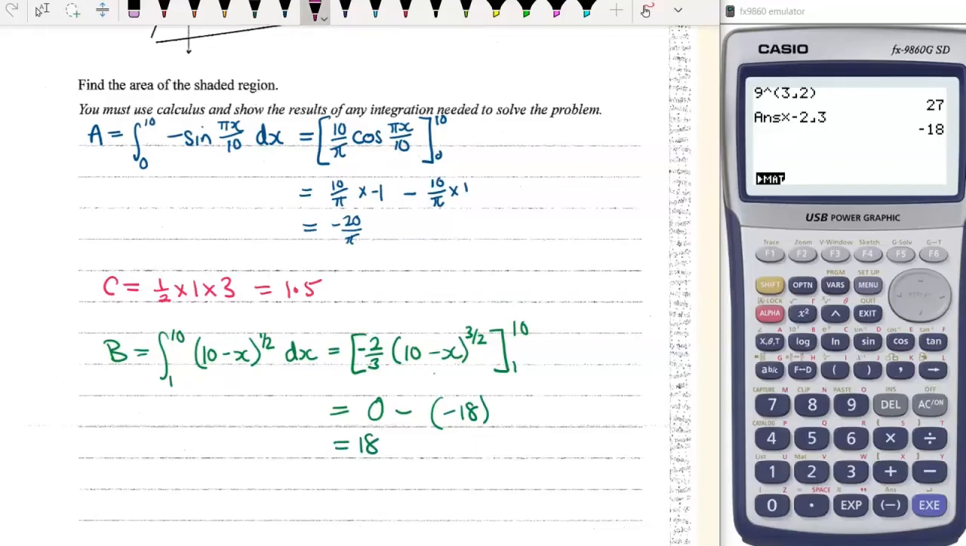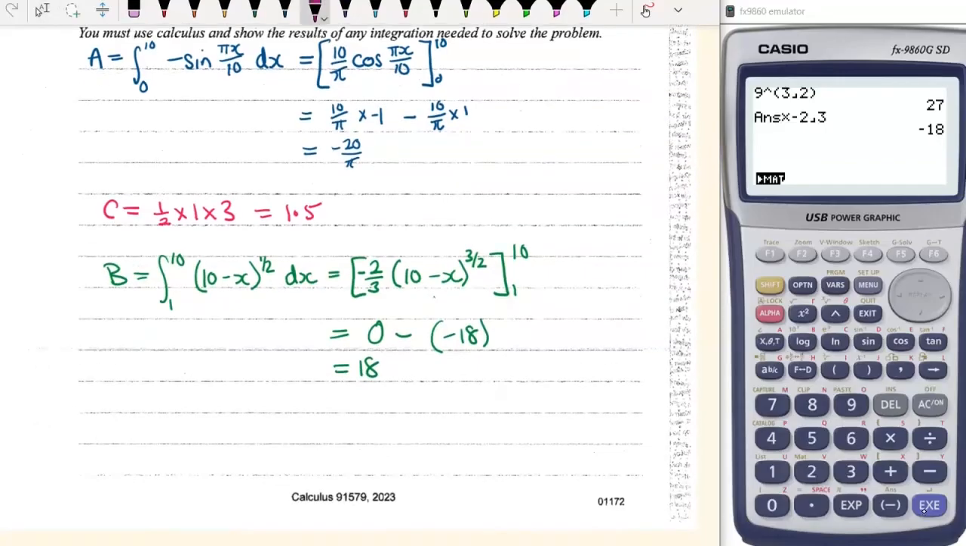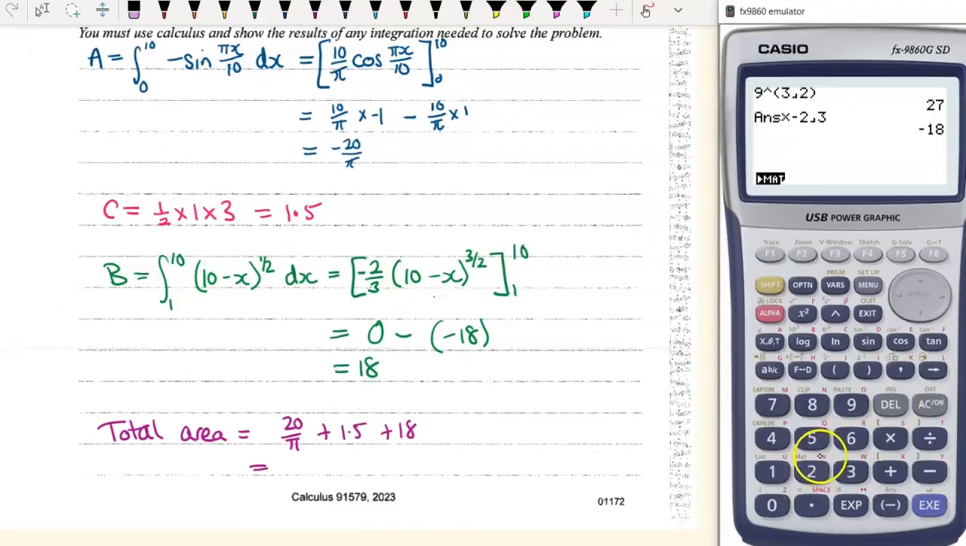Now we can do total area. So total area will be -20 over pi plus 1.5 plus 18. Oh, no, wait, sorry. The area on the first one's not going to be a minus. Add it as an absolute term, so 20 over pi. So we have 20 over pi, there we go, plus 1.5 plus 18.